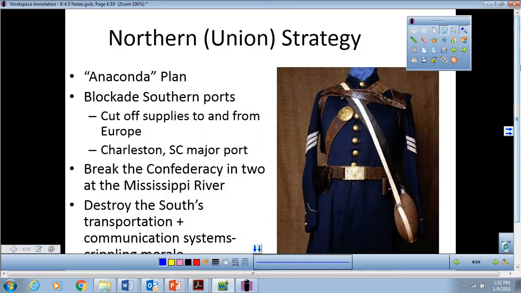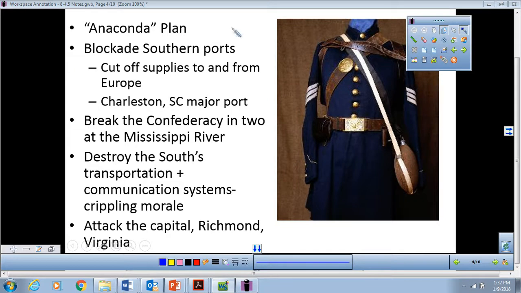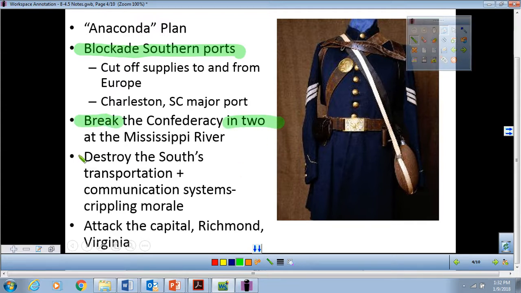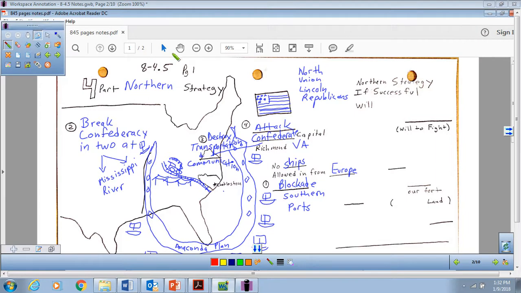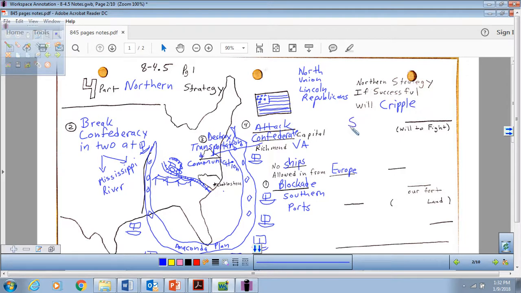And here's the PowerPoint. Says exactly what I told you. The 4 parts. The Anaconda Plan. Blockade the southern ports. Break the Confederacy in 2. Destroy the transportation and communication systems. And attack the capital to get to the brain of everything. And if this is all successful, it will ruin the will of the South to fight. Now, I forgot that part. But if the Northern strategy is successful, it will cripple the Southern will to fight.